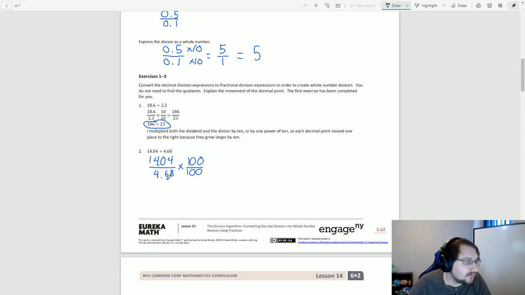Because whatever I multiply my denominator by, I need to multiply my top by. Because if I multiply them both by the same thing, then it's not going to change the actual value of what I have. In the end, I'll still get the same thing. Because 100 over 100, that's just going to be equal to 1. And anything times 1 stays the same.